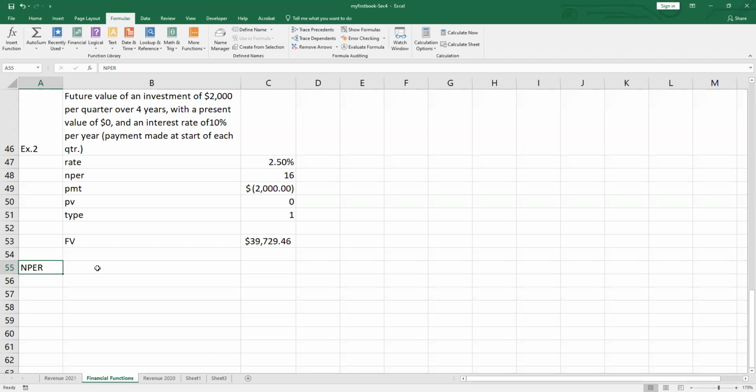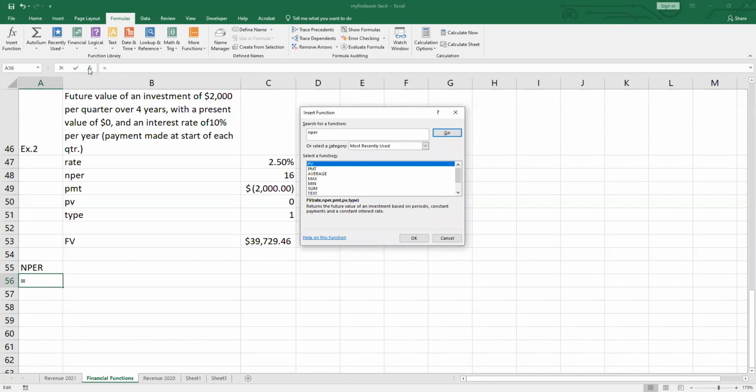So you see the example. Now I'll show you the syntax of this function first. I click on the insert function button and then I type NPER. The NPER function returns the number of periods for an investment based on periodic, constant payment and constant interest rate. We still use the same assumption. The payment must be made equally every time. The interest rate must also be constant, which means the bank charges you or gives you the same interest rate for the whole contract.